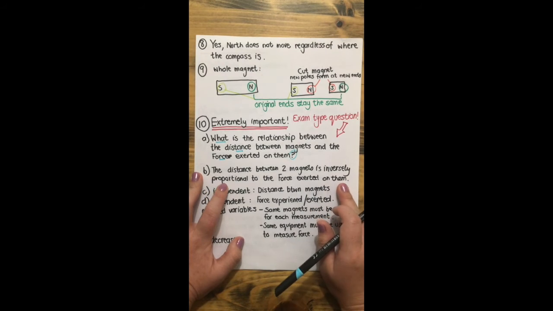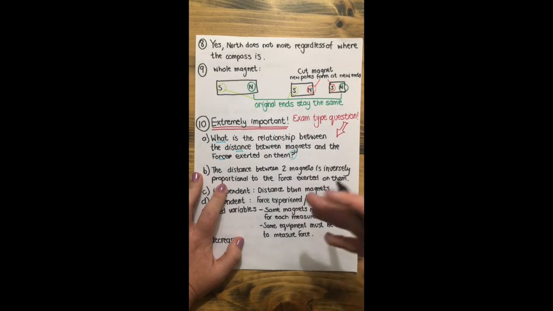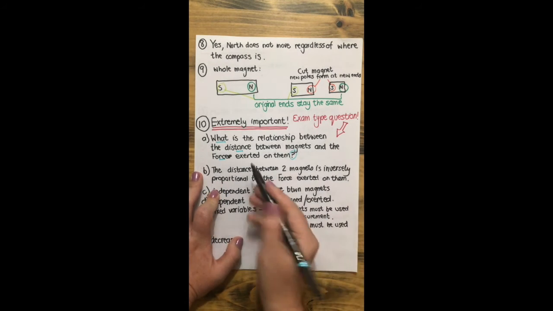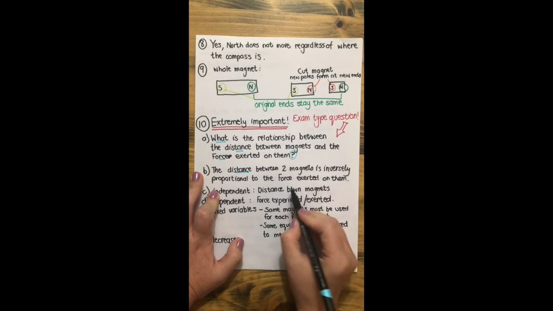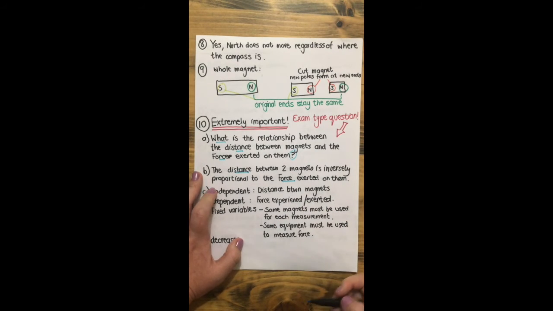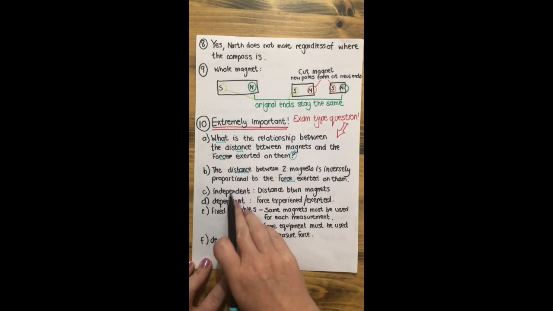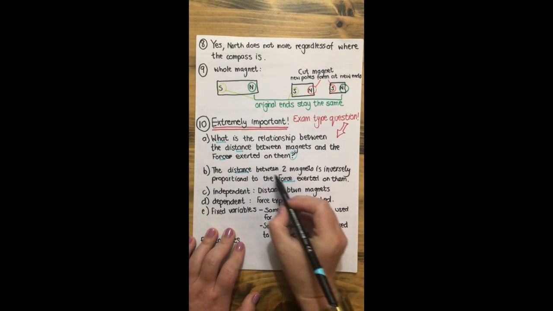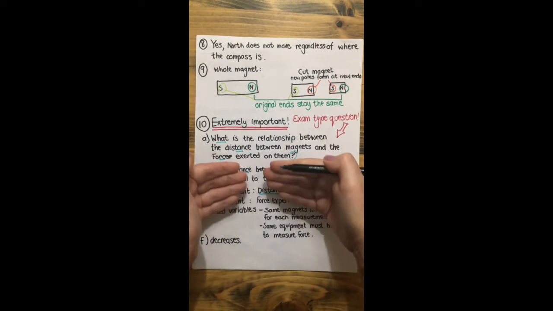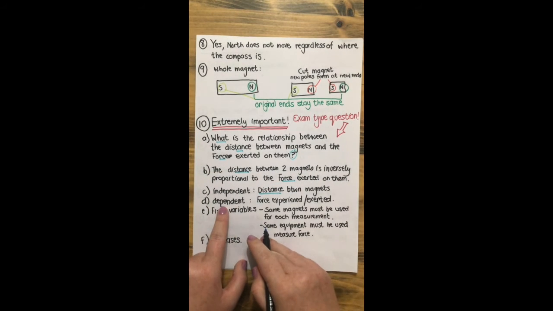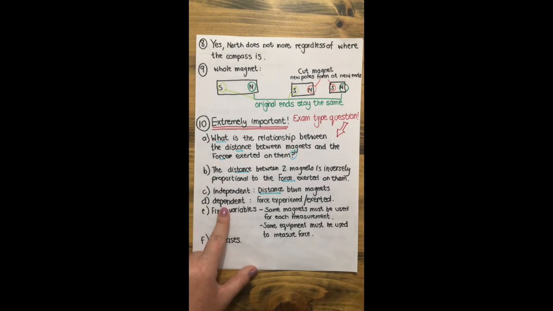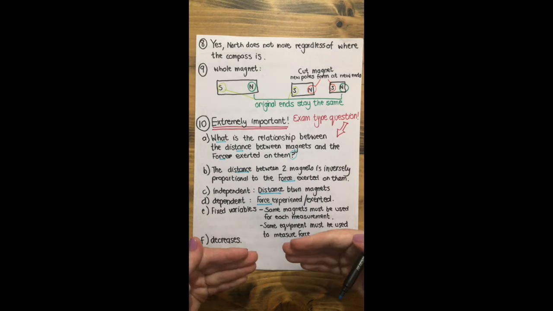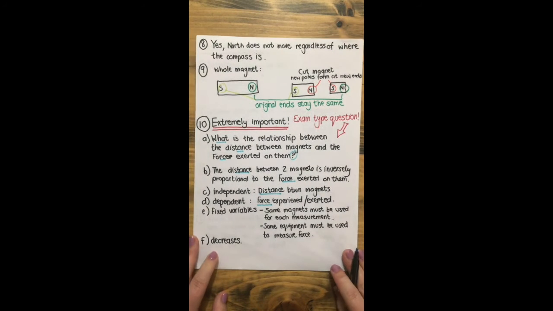Right, 10b. The distance between the two magnets is inversely proportional to the force exerted on them. This was a hypothesis. This should be a statement, not "I think that" or "the magnets would this or that." You are relating the two variables to each other. They ask for an independent variable. This is the one that we as scientists change. We are changing the distance between the magnets. The one that is changed based on that is the dependent. So the force between the two magnets relied on the distance between the magnets.